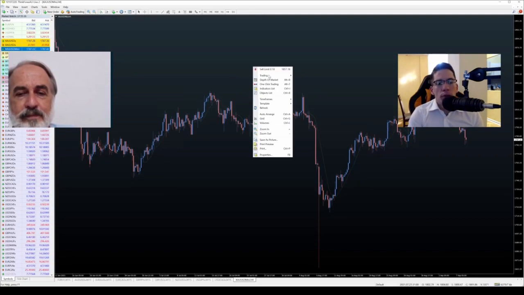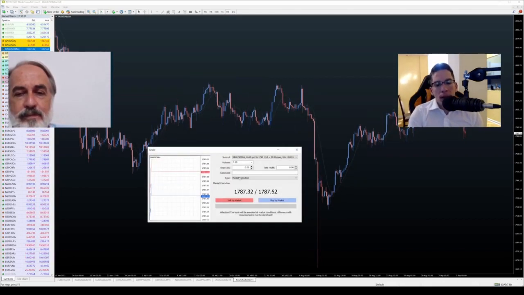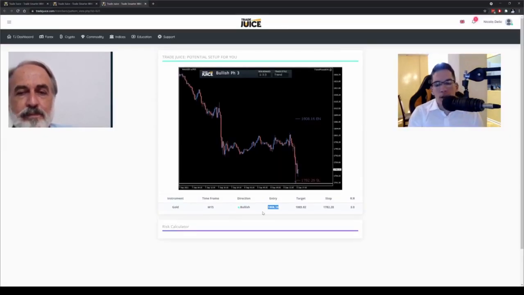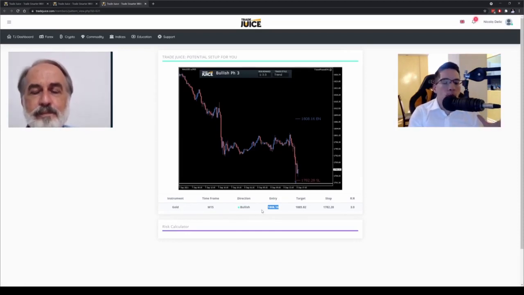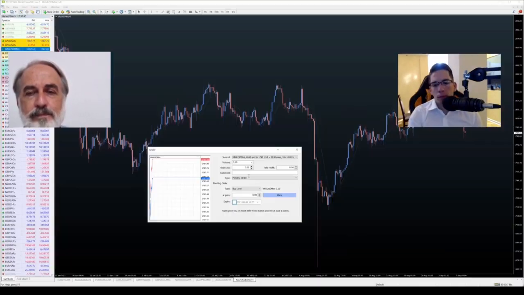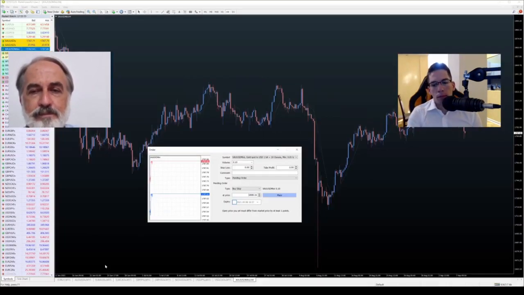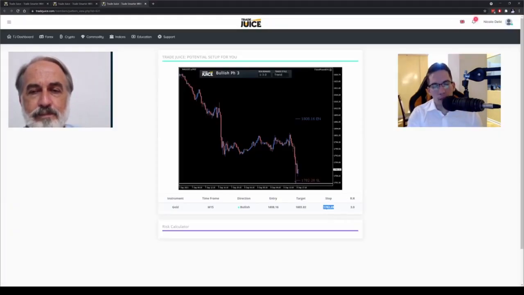You find gold on your broker, go to trading, right click, new order, and type is pending order. Let's get back to this part, it's a bullish trade, so we want to buy. So it's a buy stop. So we just need to copy the entry price. After that, we are just going to copy the target price. Copying to take profit, and finally the stop loss.